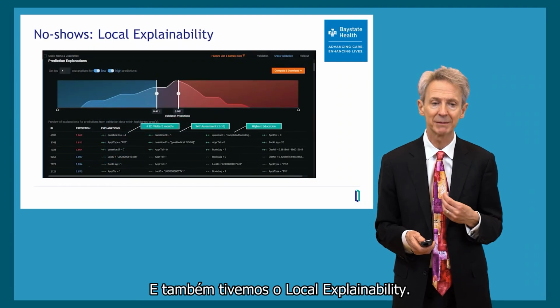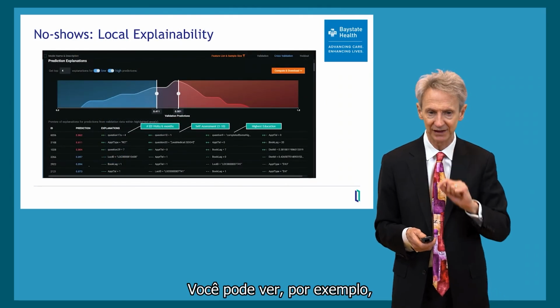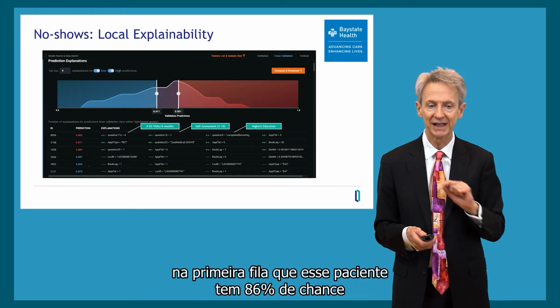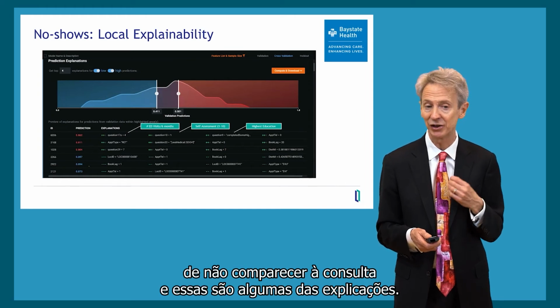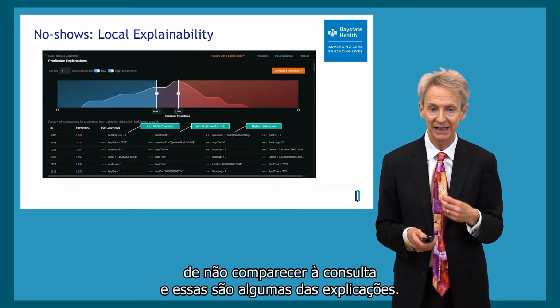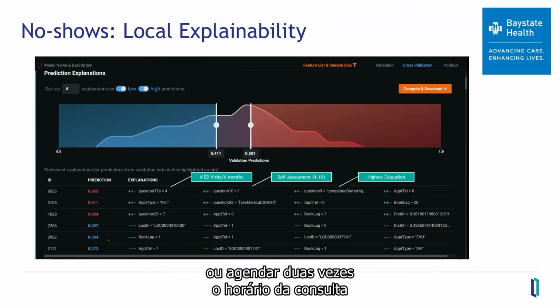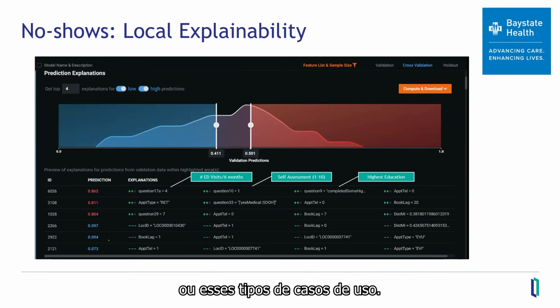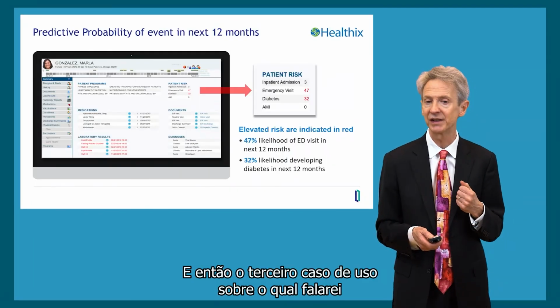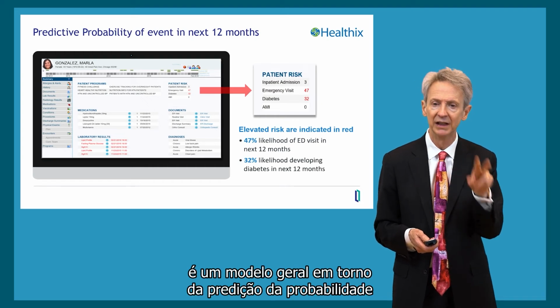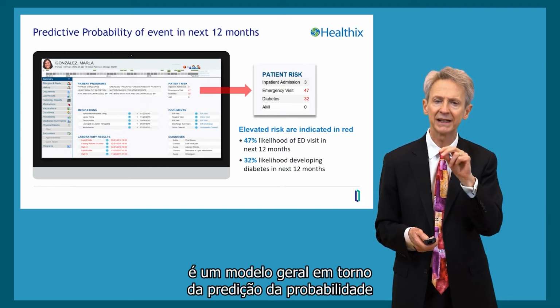And then we had local explainability as well. You can see, for instance, the very first row, this patient has an 86% chance of not showing up for the appointment, and those are some of the explanations why. But you can use this to reach out to the patient or double book the appointment slot or those kinds of use cases.